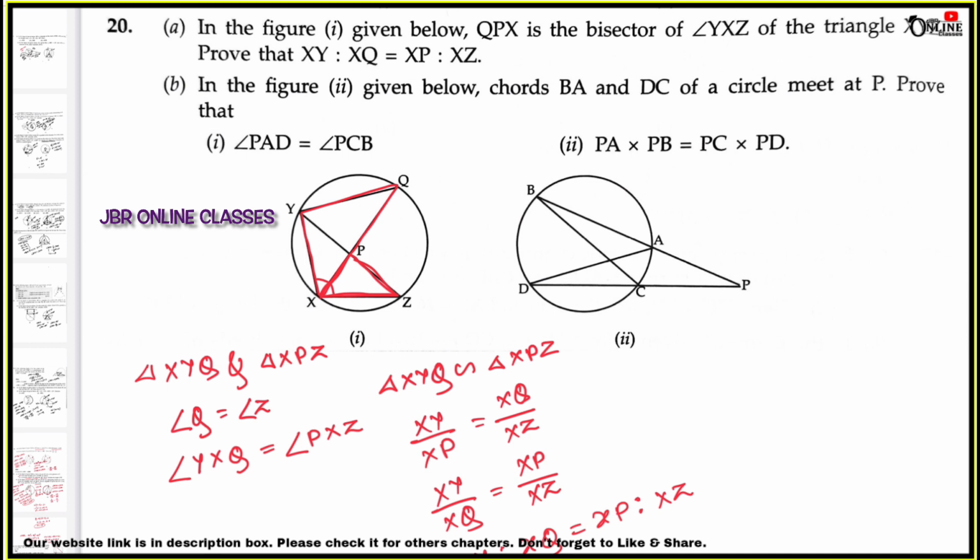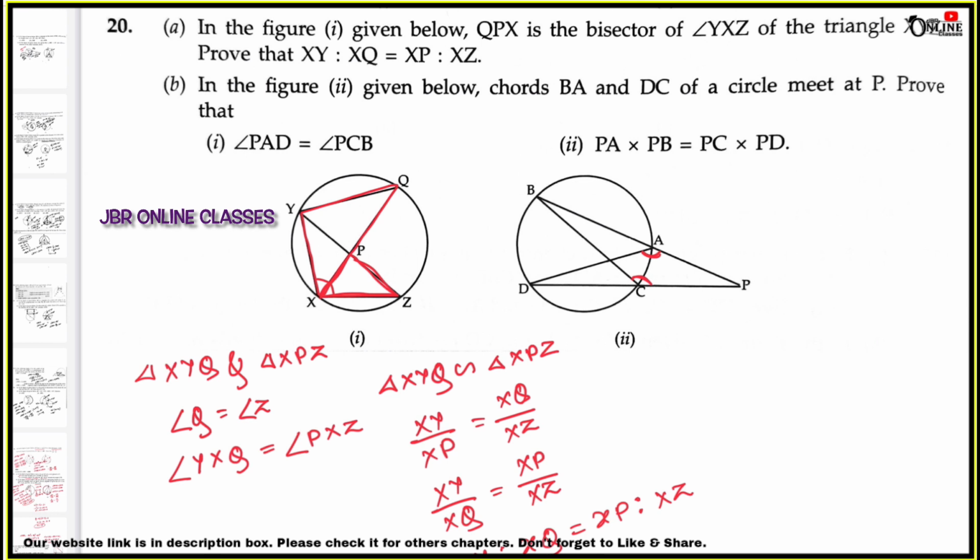Now the last one. The chords BA and DC of a circle meet at P. Prove that angle PAD equals angle PCB.